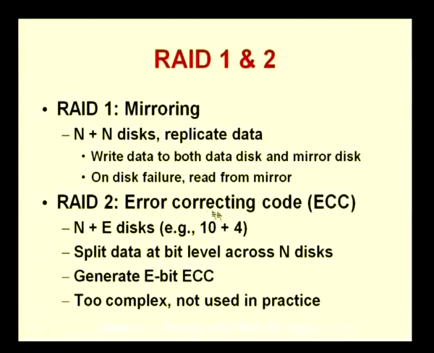In RAID 2, we use what are called error correcting codes. You will have n disks and you have some error correcting disks, 10 plus 4 for instance. Data is split at bit level across the n disks and the error correcting code, the ECC, is stored in the E disks. This is a little complex, so it is normally not used in practice.